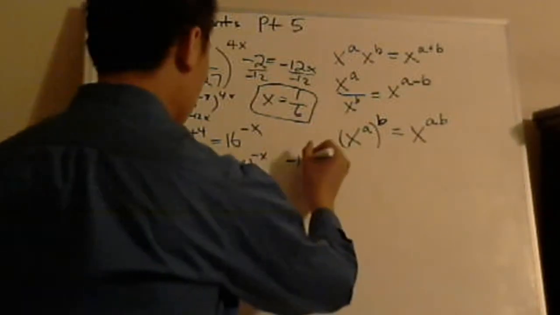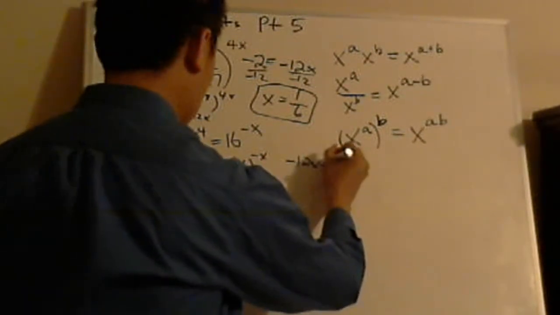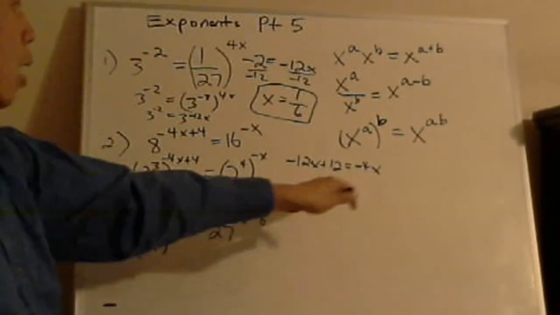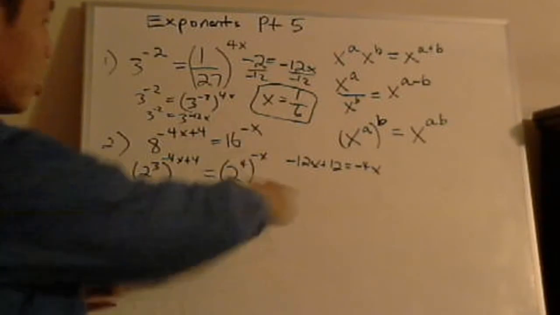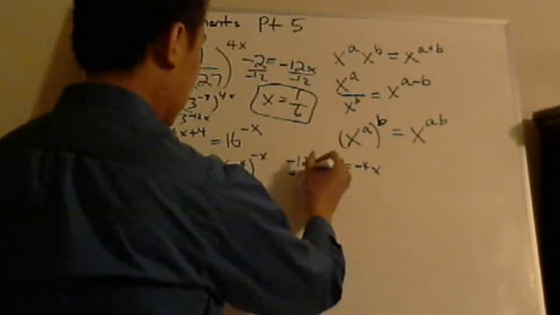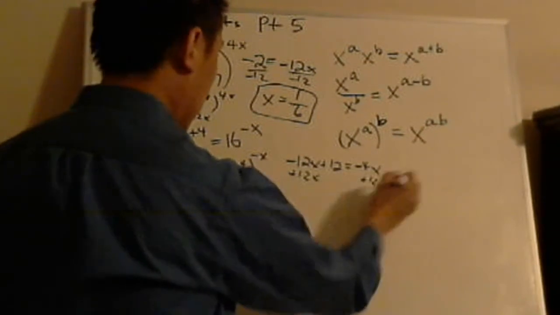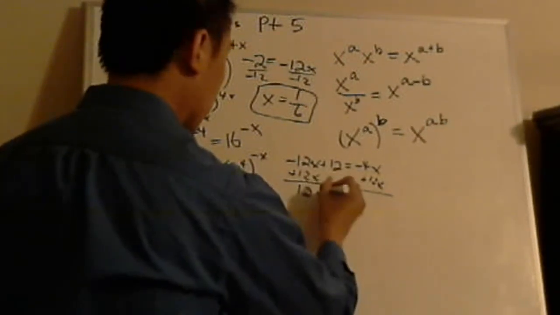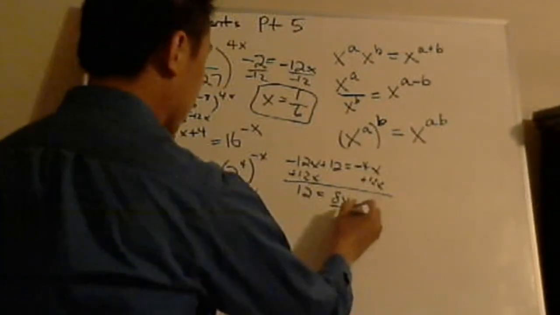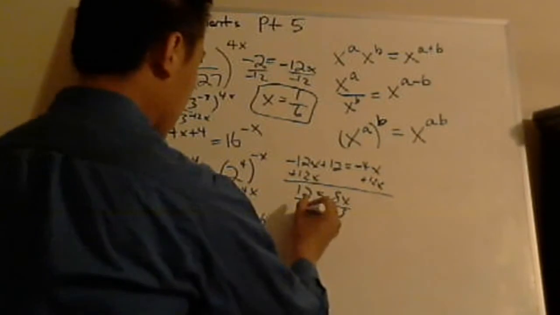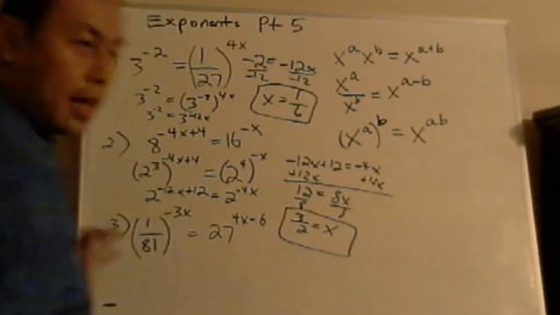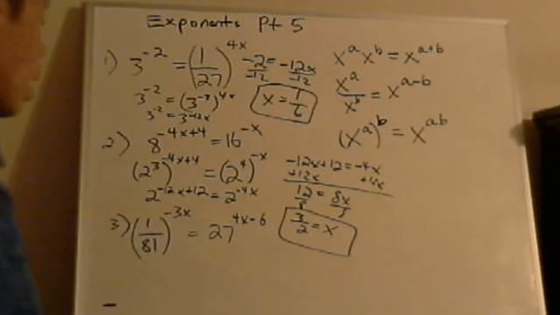So let's rewrite this over here. Okay, so let's solve for x. Let's move x over to the right side, since there's a number here already. So you add 12x. And you will get 12 equals 8x. Okay, and then you divide by 8 on both sides. Then you'll get 3 halves equals x. Okay, and that's how you do this problem.